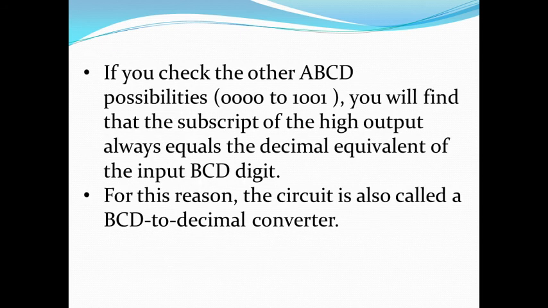If you check the other ABCD possibilities, 0, 0, 0, 0 to 1, 0, 0, 1, you will find that the subscript of the high output always equals the decimal equivalent of the input BCD digit. For this reason, the circuit is also known as a BCD to decimal converter.